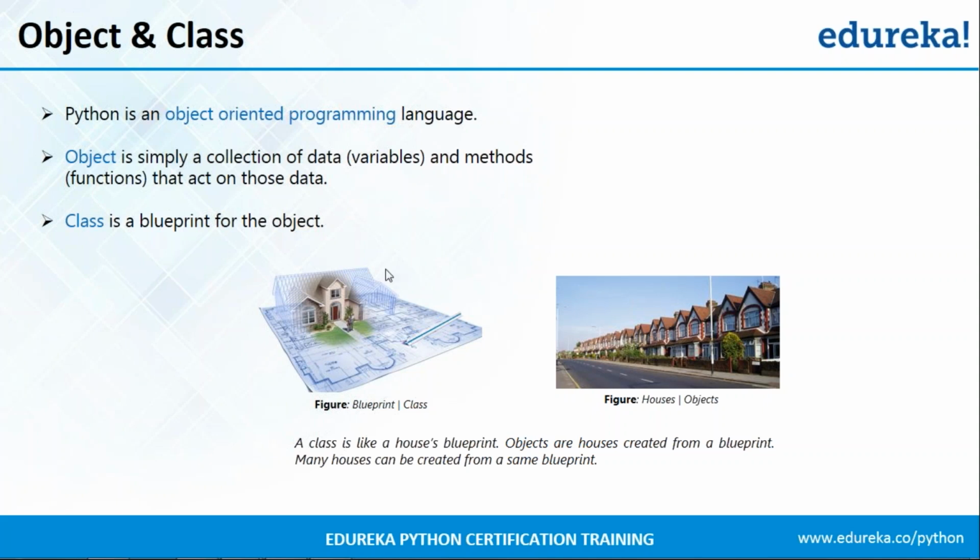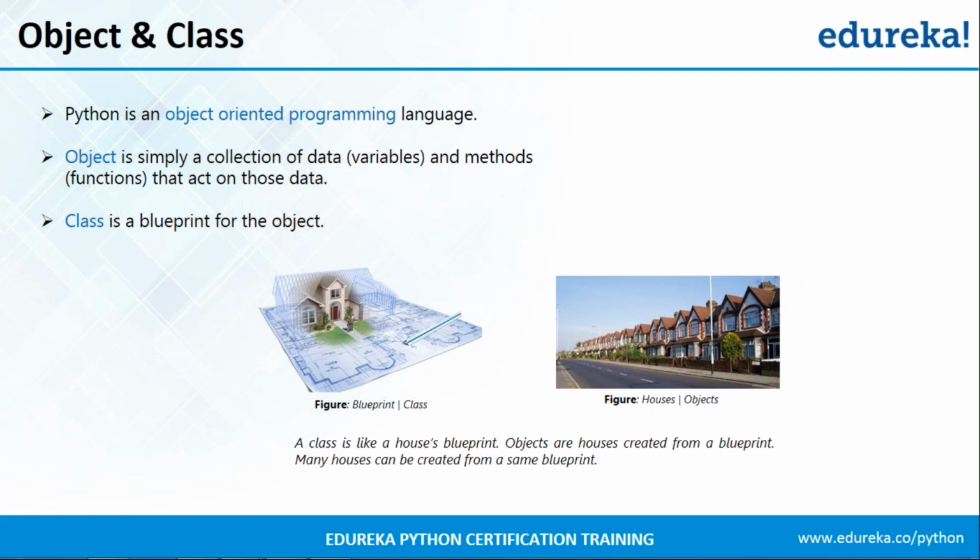Since this is the same blueprint, the houses that are going to be created from this blueprint are all going to be similar. Like that, all the objects of the same class are also similar. And objects are nothing but a collection of data, which are variables, and also functions.